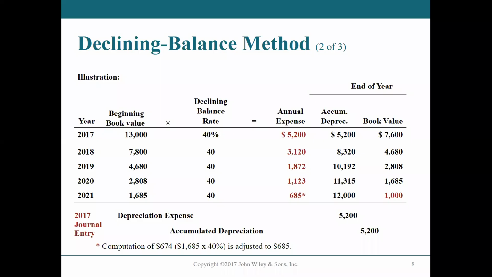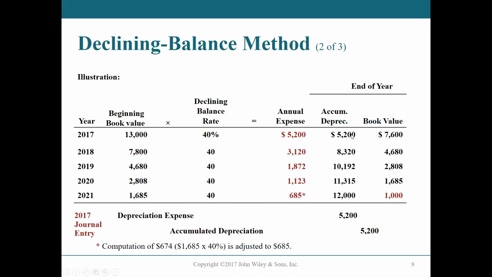So let me walk you through the process. In this case, it's a 5-year asset. So the straight line depreciation rate would be 20%. We double it to 40% for the declining balance method. We take our book value, multiply it by 40%. That gives us our depreciation expense of $5,200. And since it's the first year, our accumulated depreciation will also be the same as our depreciation expense that year. Our book value will be the beginning book value minus the accumulated depreciation.